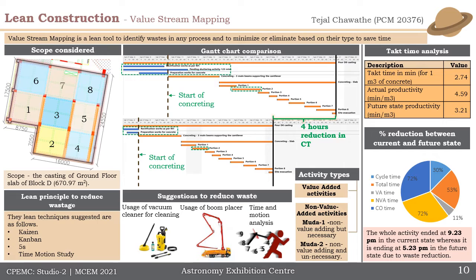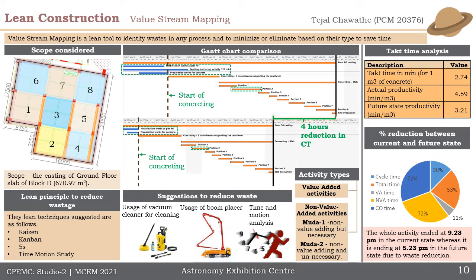Next is lean construction, where value stream mapping was studied. It is a lean tool to identify waste in any process and to minimize the wastes. So the casting of ground floor concreting activity was studied for D block, and a current state map was prepared, where activities value adding and non-value adding were seen, and the non-value activities were of MUDA 1 or MUDA 2 type. These wastage was reduced and a future state map was done.